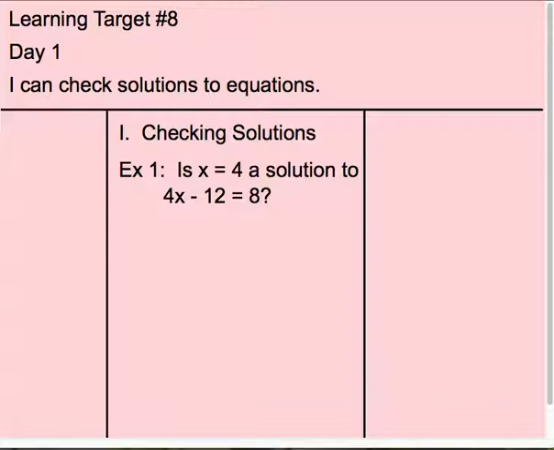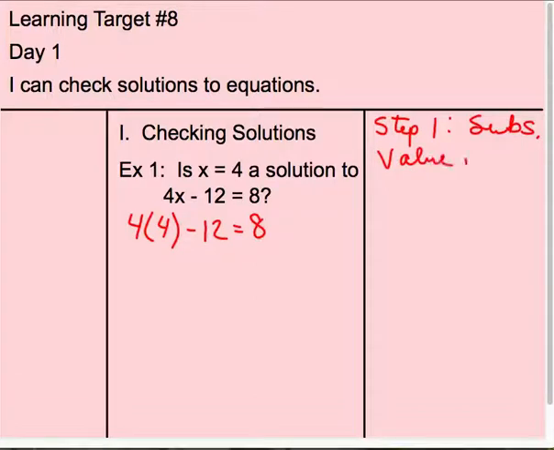All right, so we're going to start by checking solutions. Our first example, we're determining whether or not x equals 4 is a solution to the equation 4x minus 12 equals 8. So we start by substituting the value into the equation. So replacing x with 4. And in the right-hand column, we're going to write our first step. So we substituted the value into the equation.